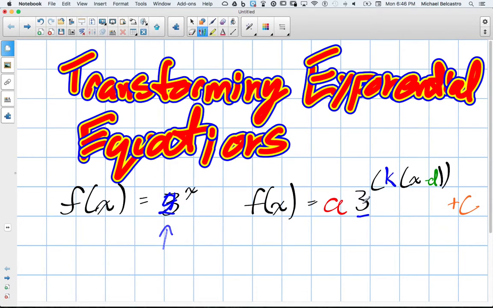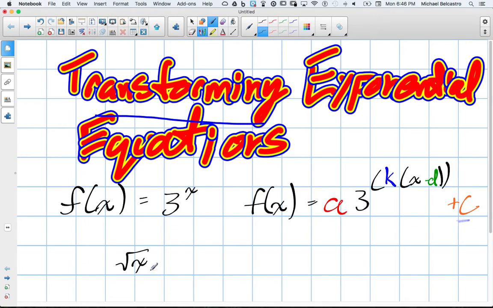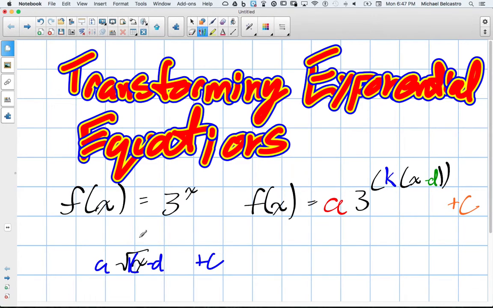So we've used base 3, and then we have the values of a, k, d, and c. And these are values you guys have used before in transformations. Do you guys remember the root function? Did you ever remember using a, k, d, and c? Your a would normally be here, there'd be a k in front, minus d, and then plus c at the end. These follow the exact same pattern for every single transformation you ever make.